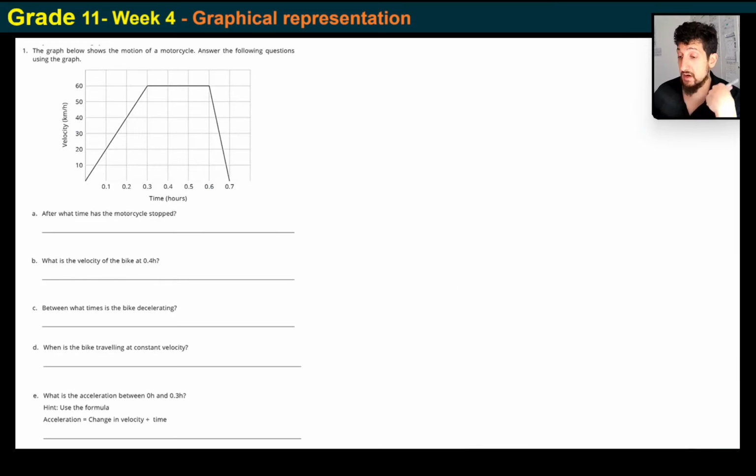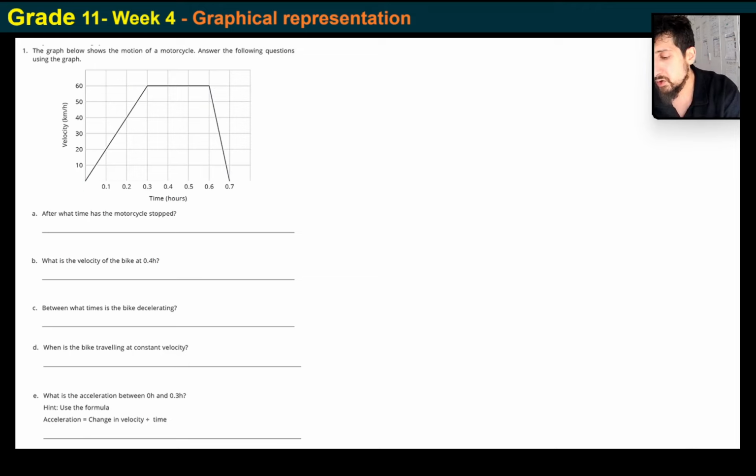And finally, the graph below shows the motion of a motorcycle. Answer the following questions using the graph. After what time has the motorcycle stopped? Remember, this is not distance time or displacement time or position time. This is velocity time. So this flat line over here does not represent a stopped motorbike. It represents a motorbike that's traveling at constant velocity. The motorbike stops when the velocity is 0, which is over here.